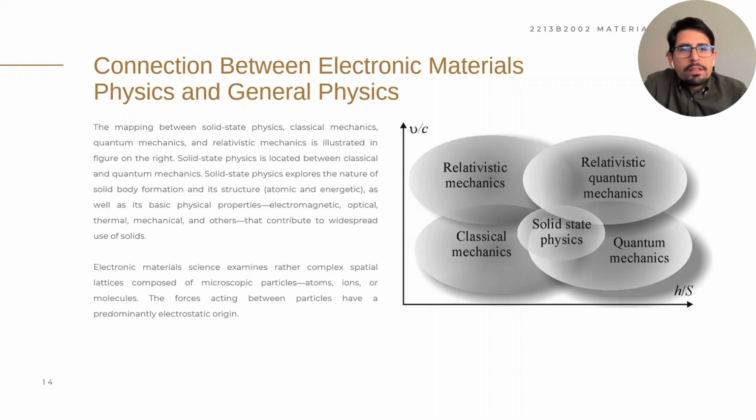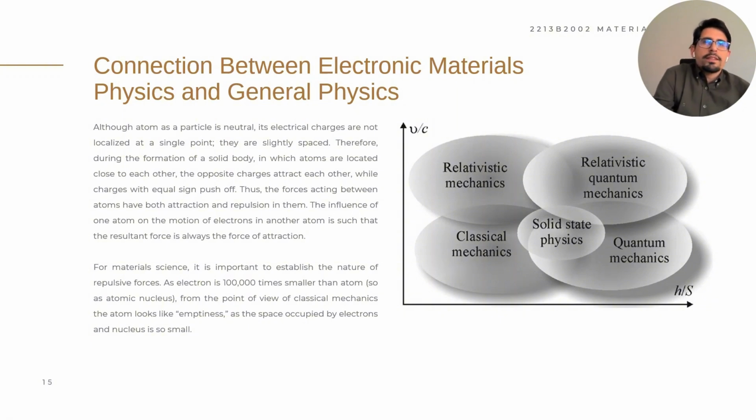At the microscopic level, electronic materials science investigates complex spatial lattices composed of atoms, ions, or molecules. The forces acting between these particles are predominantly electrostatic in nature, meaning that interactions arise due to electric charge distributions. This understanding is crucial in the study of semiconductors, where the movement of charge carriers is fundamental to device performance. Solid-state physics acts as a bridge between classical and quantum mechanics, describing how atoms interact within solid materials.